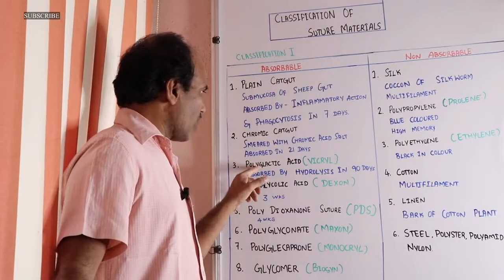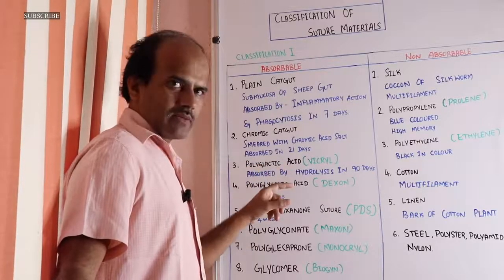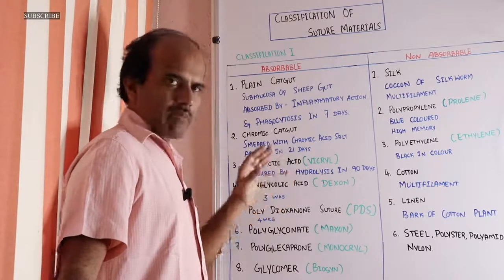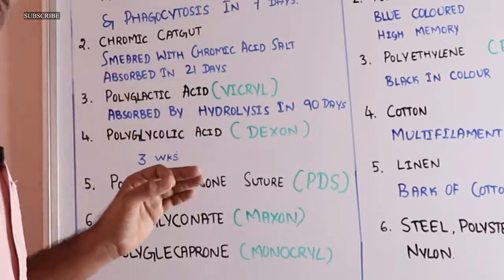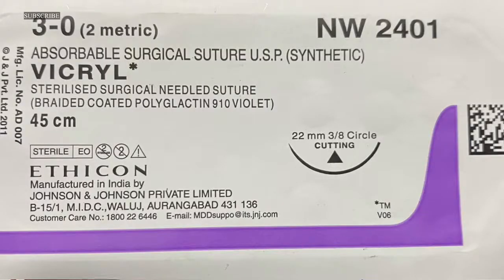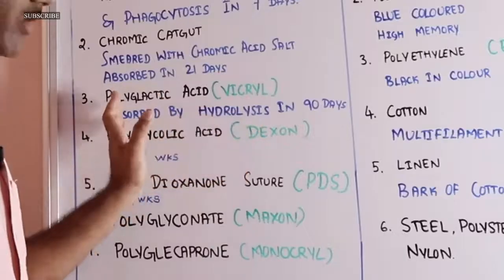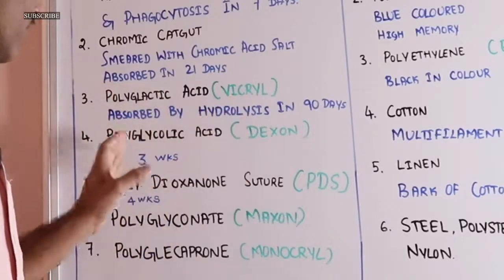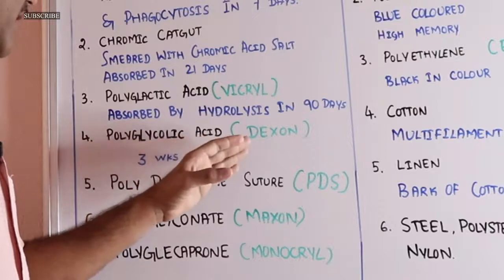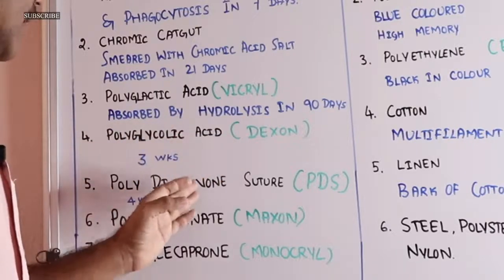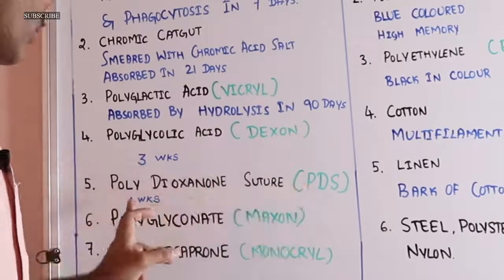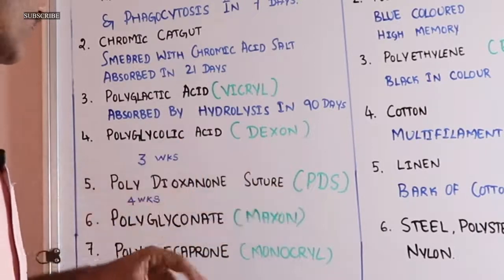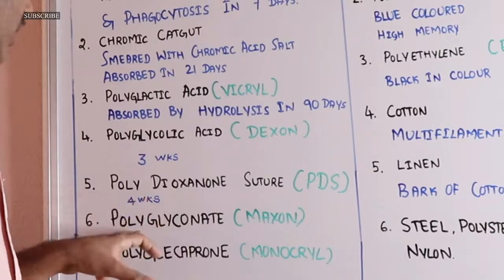Next example is polylactic acid, that is Vicryl. Vicryl is a brand name, and the suture material is violet in color and the color coding is also violet. It gets absorbed by hydrolysis in 90 days, so it has a comparatively longer duration. Polyglycolic acid, that is Dexon, 3 weeks. Polydiaxonone suture material, that is PDS. This is not a brand name, this is a short form of polydiaxonone suture. By 4 weeks it gets absorbed.